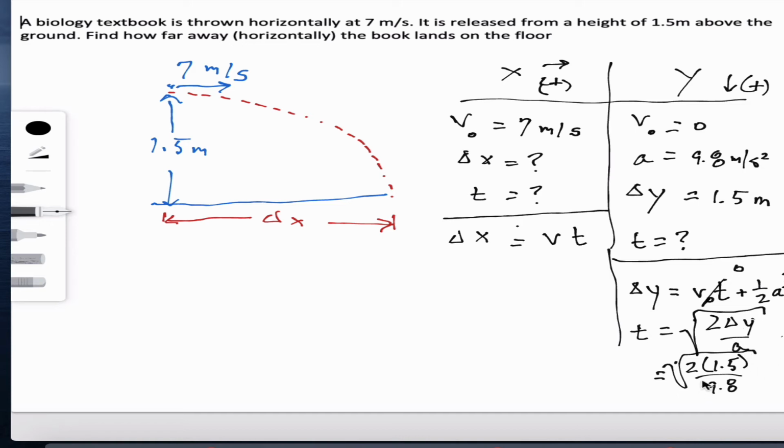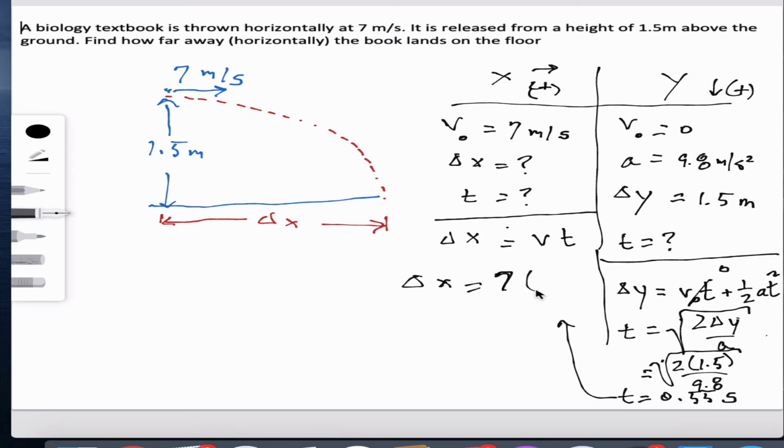which we can now come back up to this equation, substitute. So our displacement is equal to 7 meters per second times 0.55 seconds, which is equal to 3.87 meters. And that's our answer.